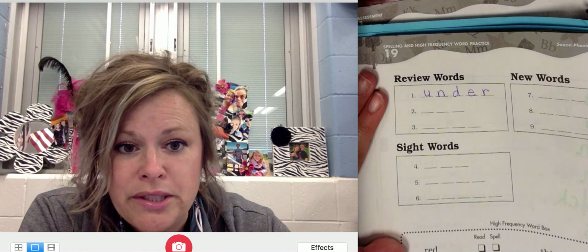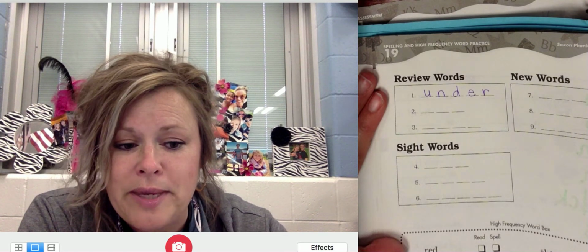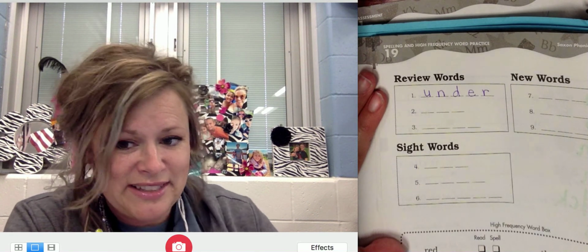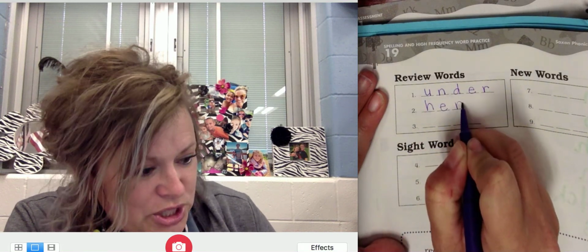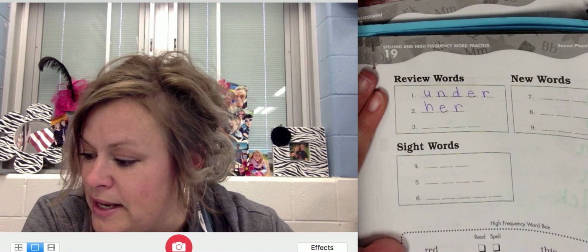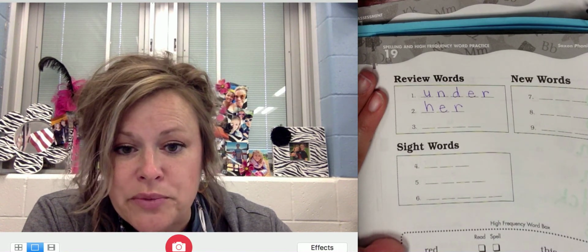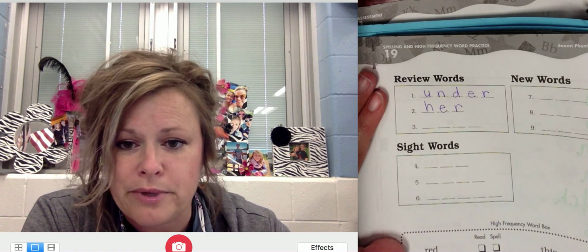Number 2 also has combination ER. It's the word her. Repeat, her. Write it. And check with mine. All right, number 3. Number 3 is an action word like run or walk. It's actually the word verb. Repeat, verb.